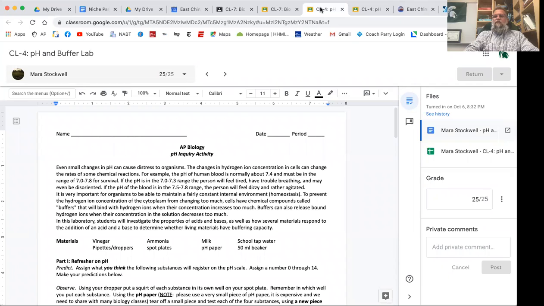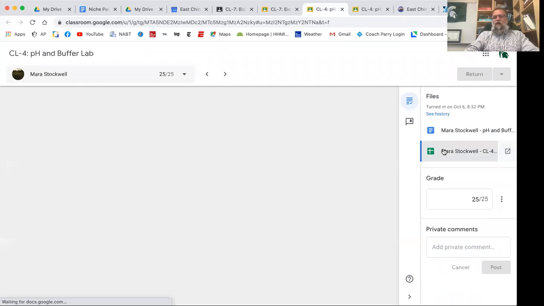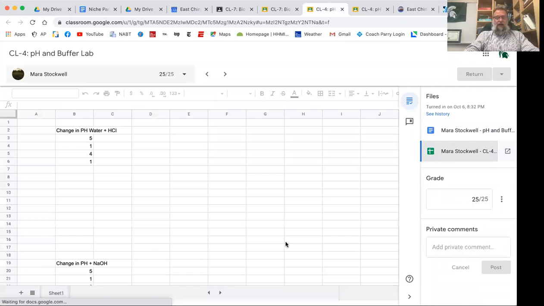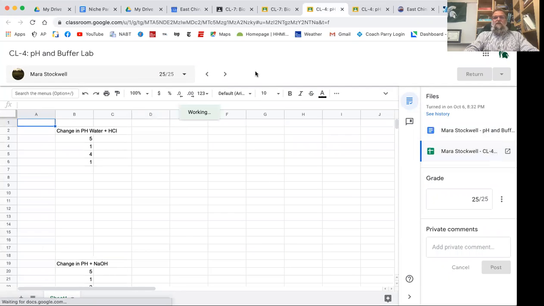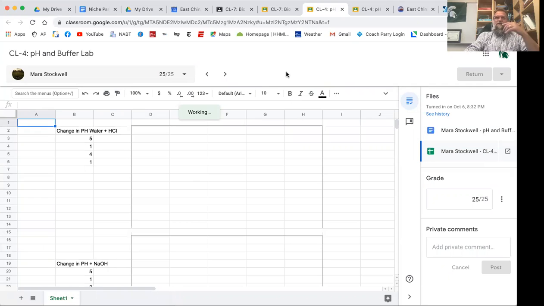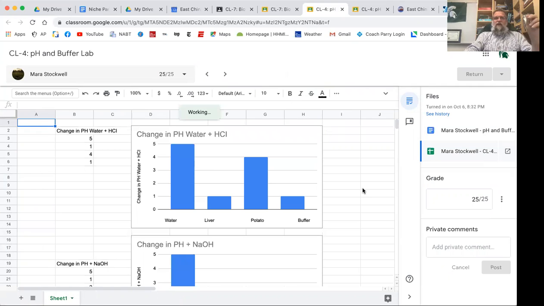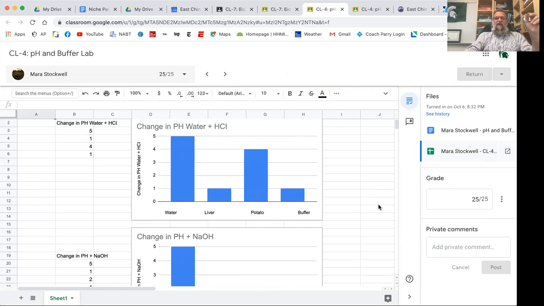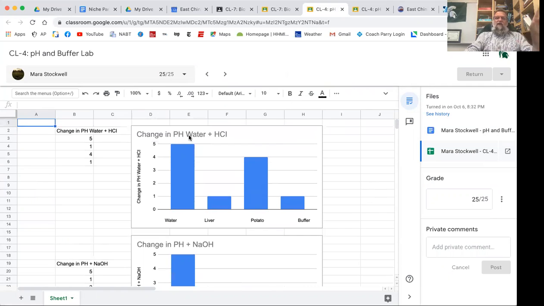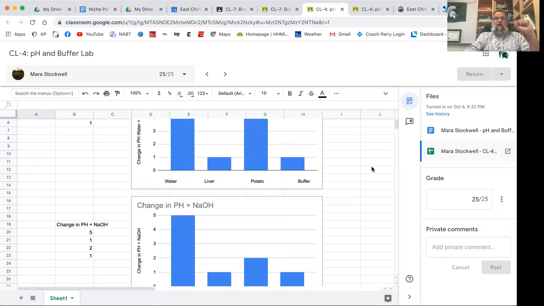I'm going to bring up Mara's graphs that she made. And so what did we see in this lab? If we look at the data, what happened when we added acid or base to water? And here Mara's made a nice graph of the overall change in pH with 30 drops of acid and the overall change in pH with 30 drops of a base.